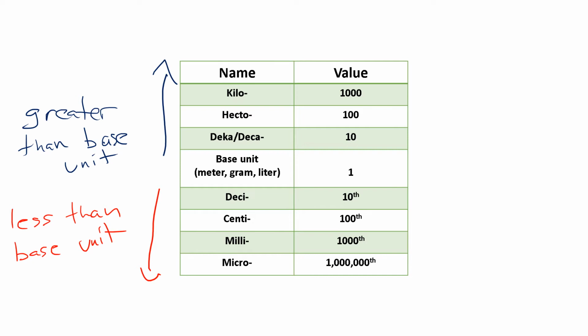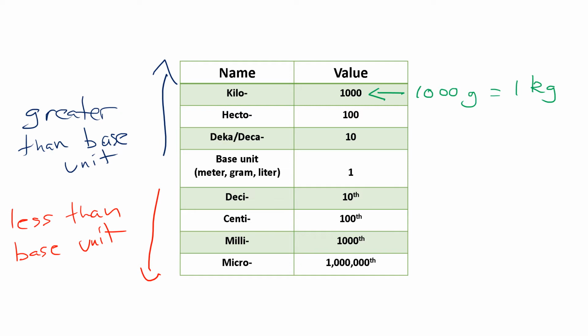The value here indicates how many of this goes into a gram. So if we look over here for kilo, kilo has a value of 1,000 because there are 1,000 grams in 1 kilogram, or 1,000 meters in a kilometer, or 1,000 liters in a kiloliter. There are 100 grams in a hectogram, 10 grams in a decagram.